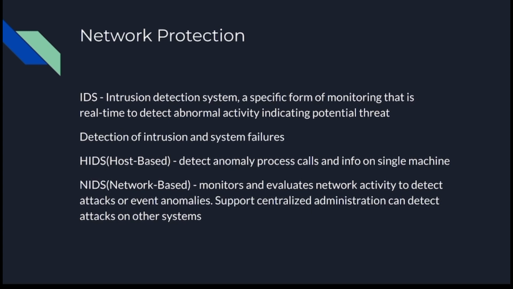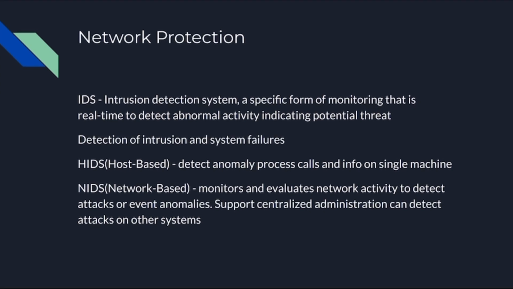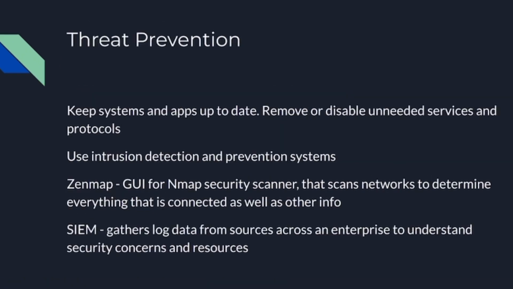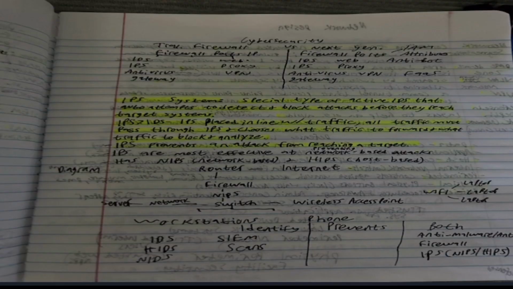There's two types. The host-based IDS monitors a single host or CPU. It detects anomalies, process calls and info, examines events in more detail, and pinpoints specific traffic. The network IDS monitors and evaluates network activity to detect attacks or event anomalies. They support centralized administration and detect attacks on other systems. You want to keep systems and applications up to date. You want to remove or disable unneeded services and protocols.